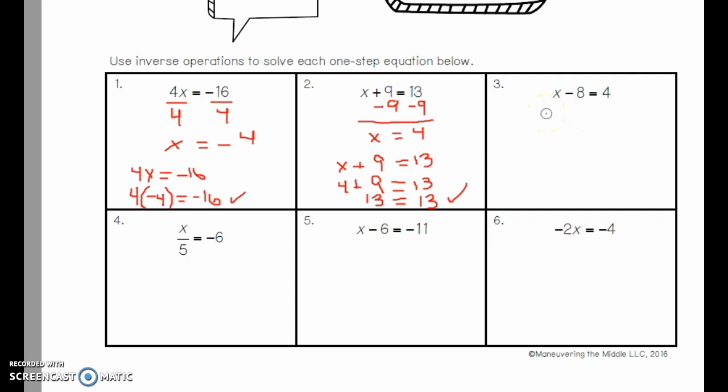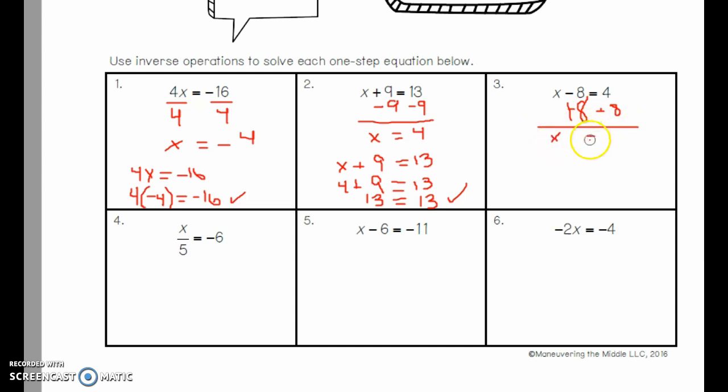Okay, number 3, you know the question. What operation is going on? Well, x is subtracting 8. So I will now do the opposite. I'm going to add 8 to both sides. Whatever x is subtracting or adding is what you are going to get rid of. Okay, it looks like we have some basic addition and subtraction here.